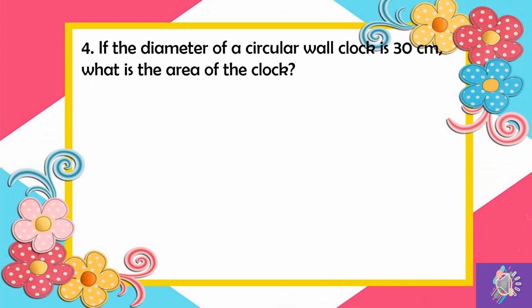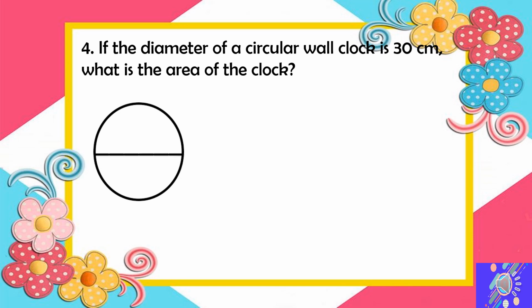Now, let's move on to number 4 problem. If the diameter of a circular wall clock is 30 centimeters, what is the area of the clock? Okay, let us take this circle as an example as the clock. So we have 30 centimeters, the diameter of the wall clock. So that means we have to find the radius, and the radius is half of the diameter. So the radius is 15 centimeters.